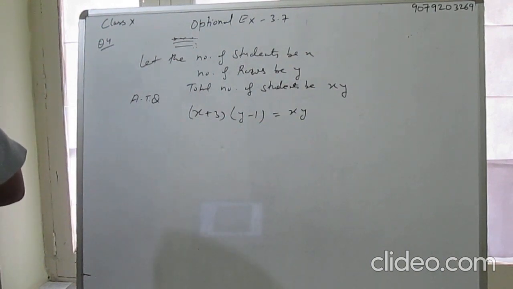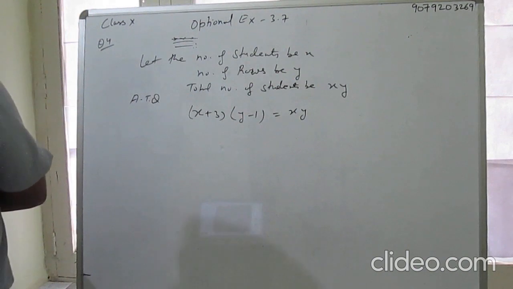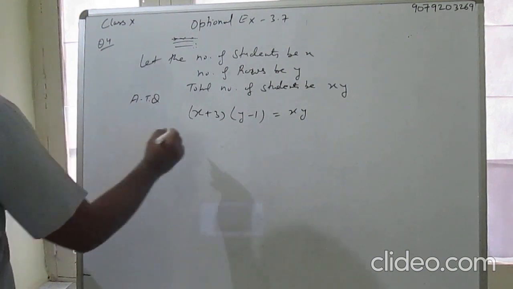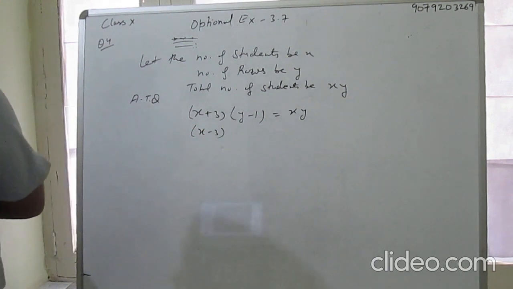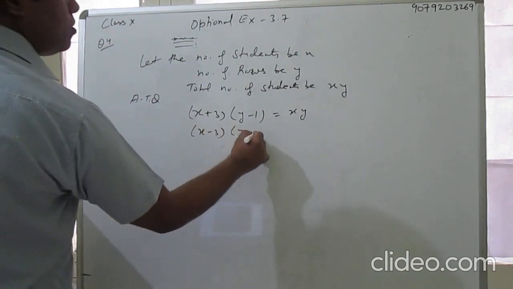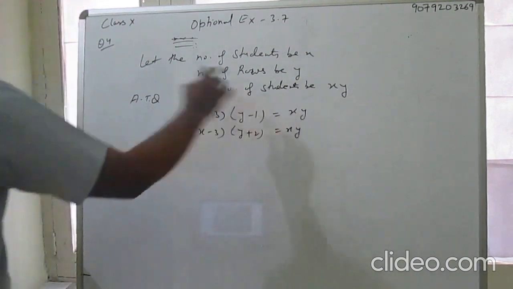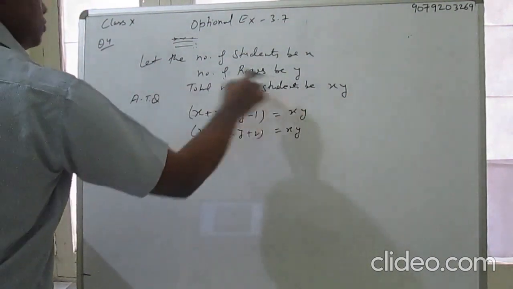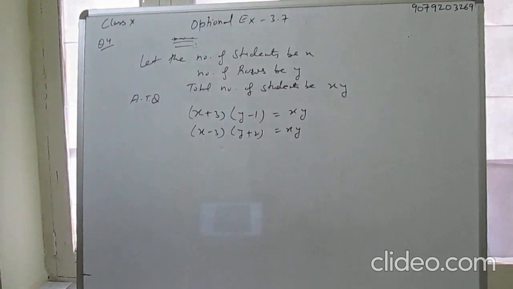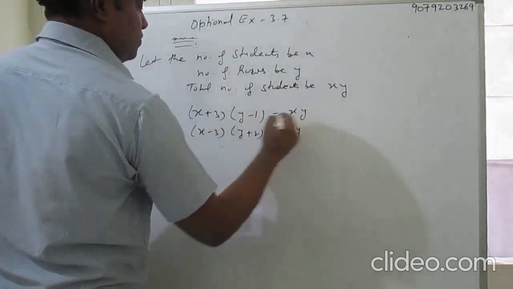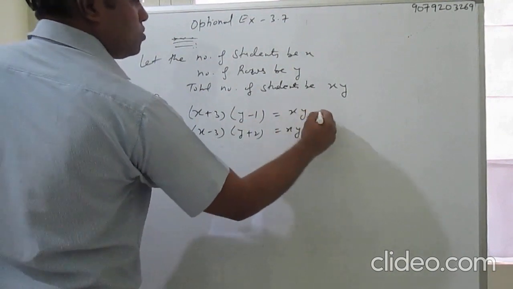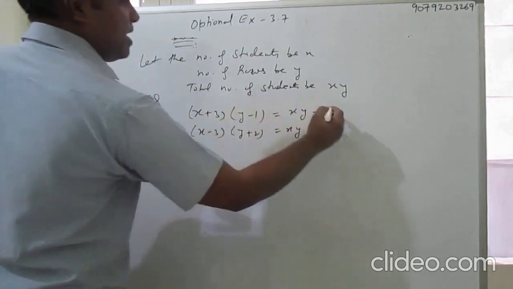And if 3 students are less in a row, then there would be 2 rows more. Increase the rows, and the number of students will still be xy. Number of students is equal to xy. Now we will calculate the number of students. First we calculate x and y. So multiply this.